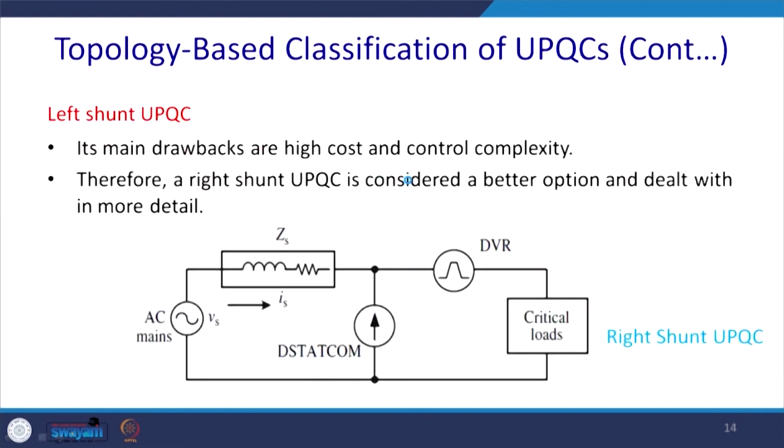Another is the left shunt. It has the drawback of high cost, definitely because of the required complexity, and generally the voltage will be uncompensated. Here you inject the voltage, here you inject the current, and here you inject the voltage, and for this reason the right shunt is considered a better option. But sometimes the left shunt is preferred, as we will see, when the rating of the DVR is required to be reduced, or in this kind of case.